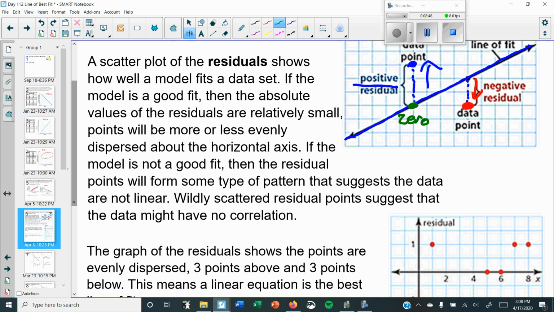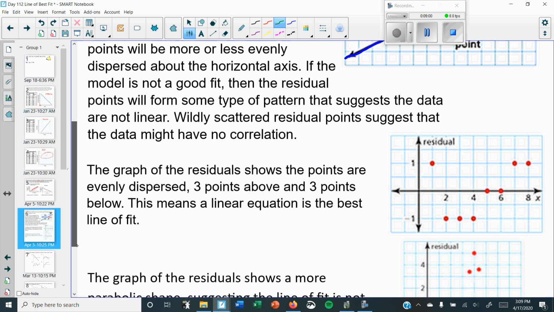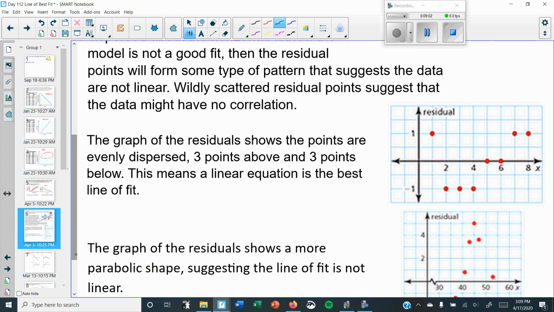If the model is not a good fit, then the residual points will form some type of pattern that suggests that the data is not linear. So wildly scattered residual points suggest that the data might have no correlation. So here's what you have to look for. Do you see how these dots are all over the place? And they plotted the residuals.